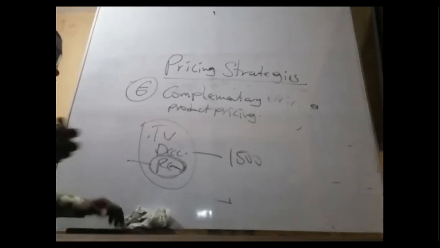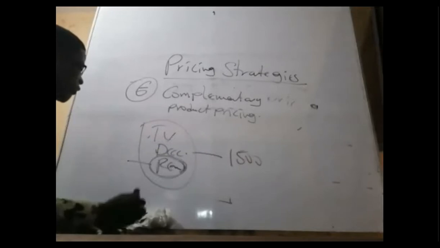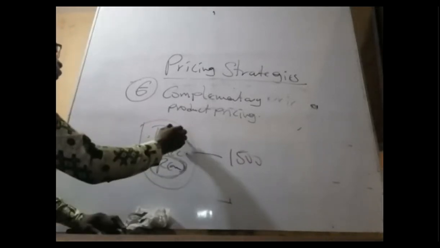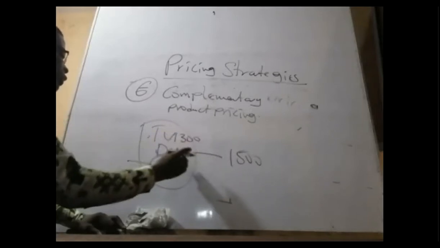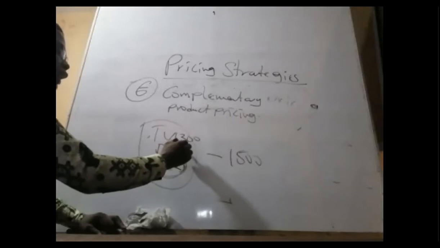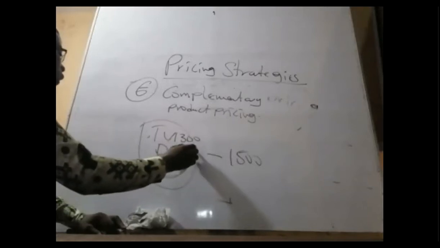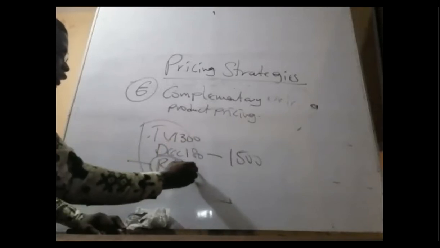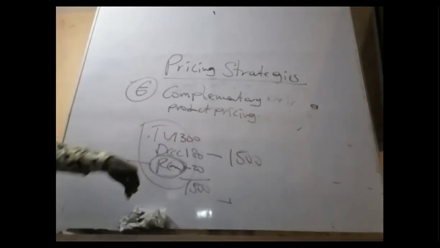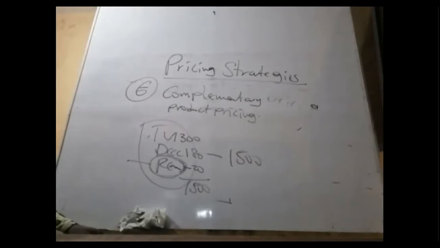But before they get to this 1,500, the TV is 1,300, the decoder is 180, and the remote is 20 Ghana cedis. Putting all together, that is what they've made it.